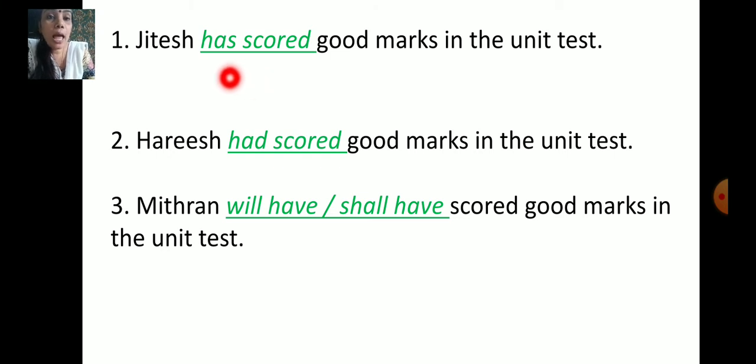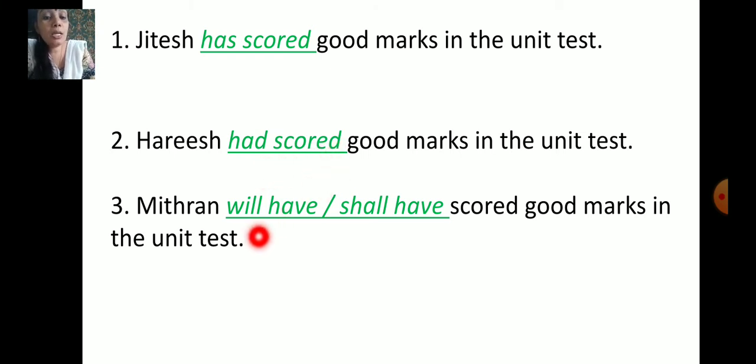So the helping verb has indicates that it is in present tense. So when we put together, they form a present perfect tense. Similarly, in the second sentence, had scored. It is already done. Had means already done. So it is past tense. So it is past perfect tense.